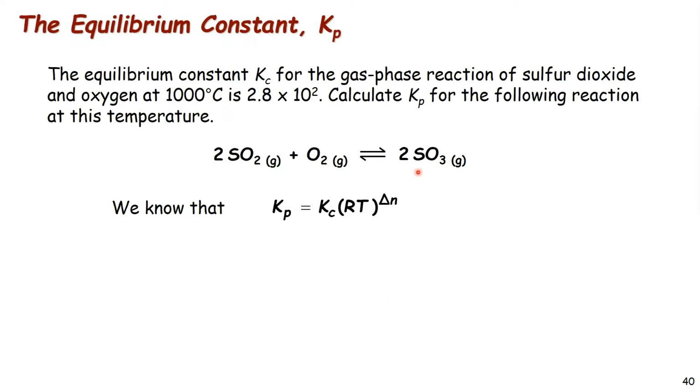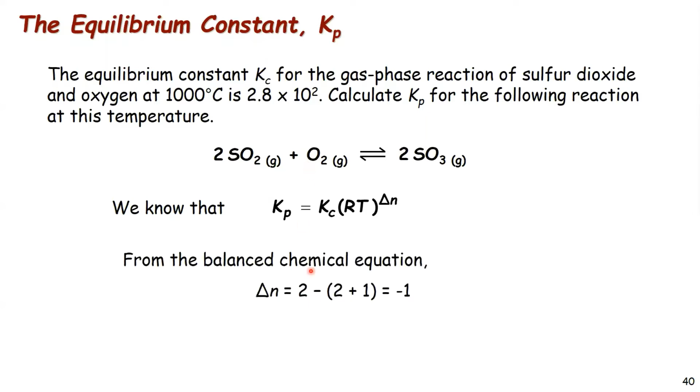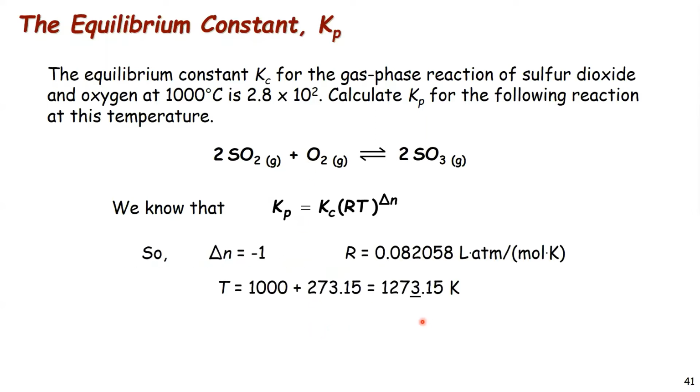And then del N, well, again, these are all gases. You got to make sure you look at these phase labels. These are all gases. So we have 2 moles of product, and we have 1, 2, 3 moles of reactant. So it's going to be 2 minus 3, and that's going to be -1. So now we can plug it in. We know that R is 0.082058 atmosphere liter per Kelvin per mole. We've already established del N is -1.